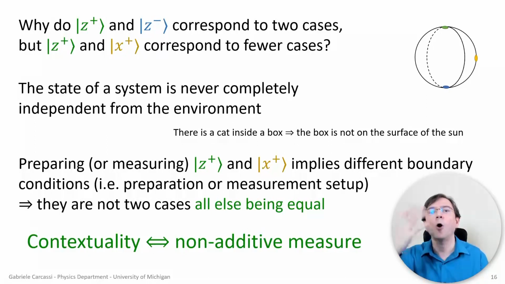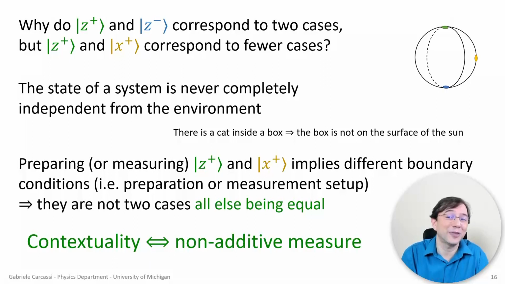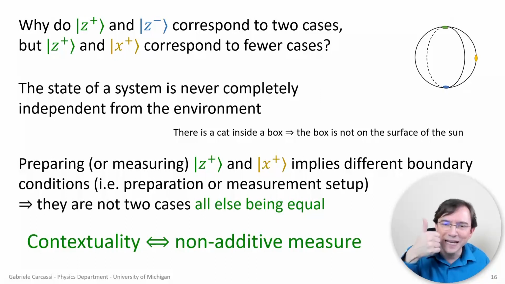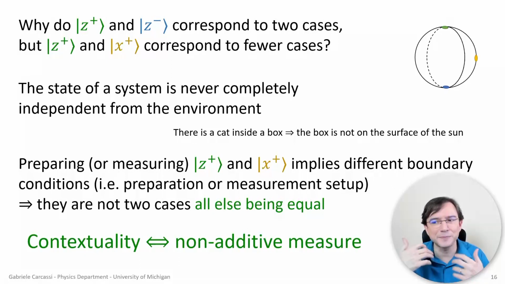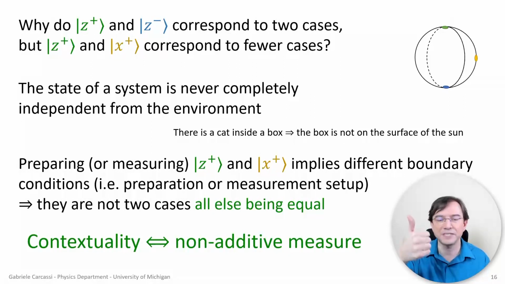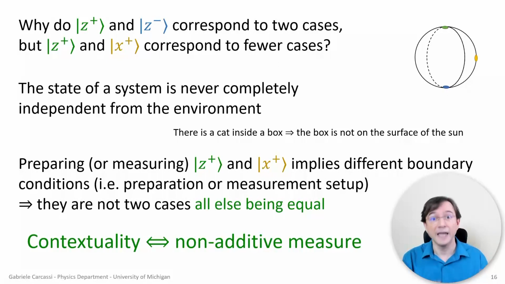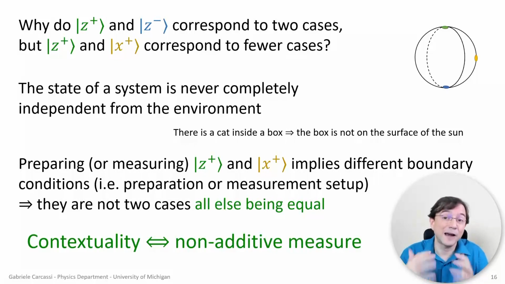So if I told you I measured spin up or I measured spin right, I told you something about the setting of the measurement device. So there is this link. And so really, spin up and spin right, the states that are not in the same context, are not two cases at all else being equal. It's not like spin up and spin down, where I've changed nothing of my measuring apparatus. There, these two possible cases are completely independent from the environment, and therefore there really are two cases. Spin up and spin right instead are not in that condition.